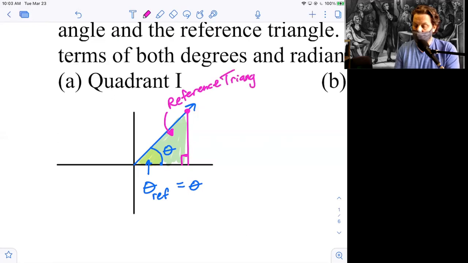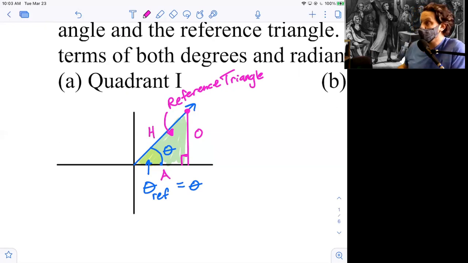Now notice the reference triangle has the reference angle as its central angle, okay? So now, once we have a right triangle formed by dropping a perpendicular down to the closest x-axis, we can start talking about the side lengths, okay? So opposite my reference angle, I have the side O. Adjacent, I have A. And then the hypotenuse is H, right? So that's how you labeled all three sides in geometry: opposite, adjacent, hypotenuse, O, A, and H.